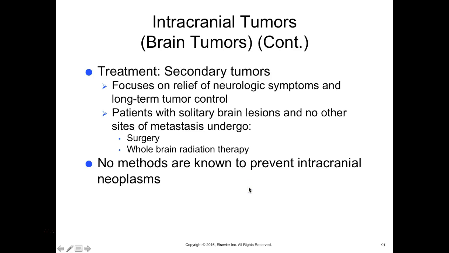Treatment for secondary tumors. That means there's a cancer or tumor somewhere else that has now metastasized to the brain. This focuses on relief of the neurologic symptoms and long-term tumor control. Patients with solitary brain lesions and no other sites of metastases undergo surgery. Whole brain radiation therapy is also a therapy, and no methods are known to prevent intracranial neoplasms or tumors.